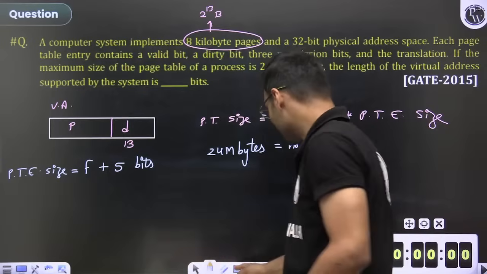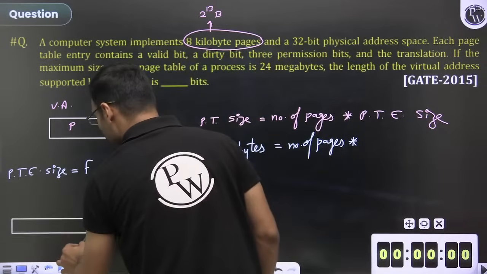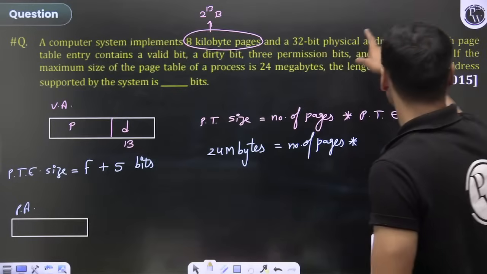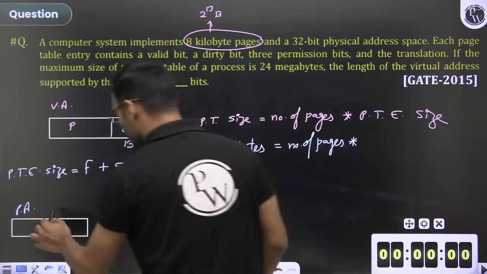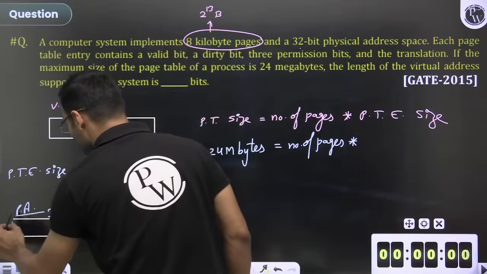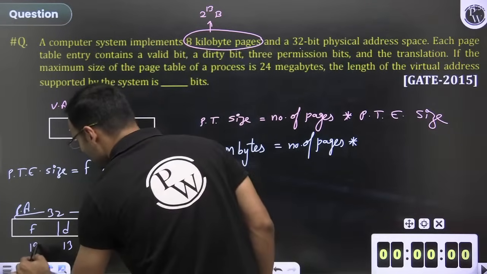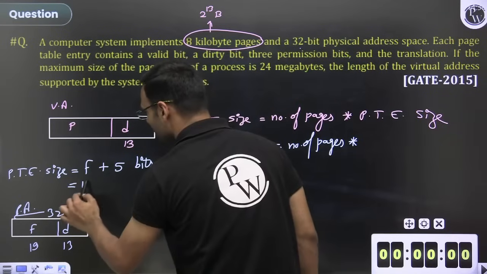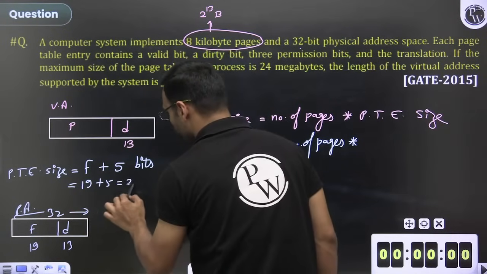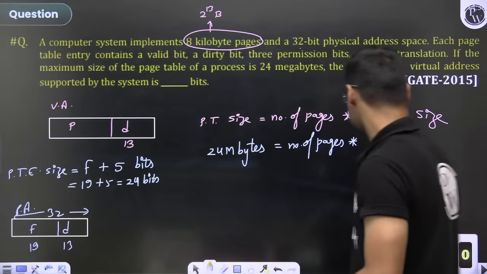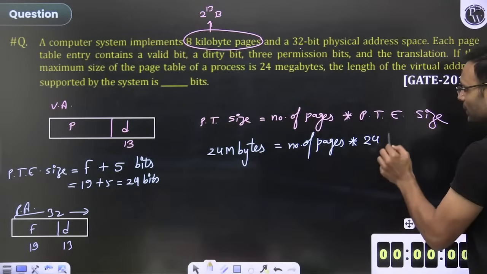Now, if the page table entry size is this much, the frame number I don't know. I can get it easily from the physical address. We have a 32-bit physical address, split into F and D. D is 13, so F is 19. Let's put it over here: 19 plus 5, 24 bits. One page table entry is 24 bits.